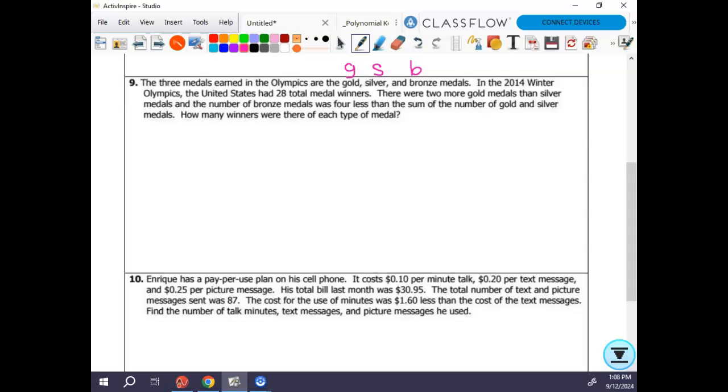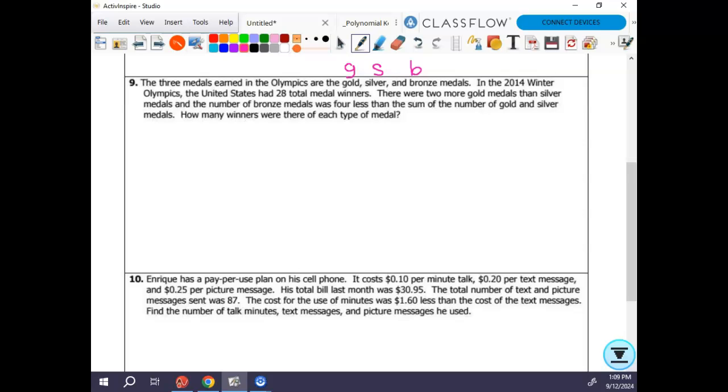I didn't even realize. The 3 medals earned in the Olympics are gold, silver, and bronze. In the 2014 Winter Olympics, the United States had 28 total medal winners. There were 2 more gold medals than silver medals, and the number of bronze medals was 4 less than the sum of the number of gold and silver medals. How many winners were there of each type of medal?